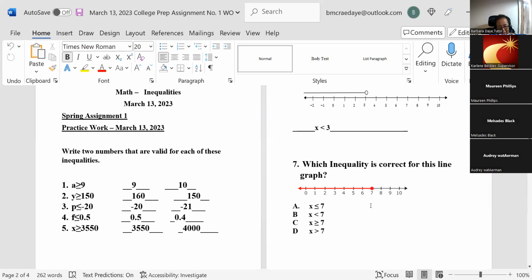A. A, because the 7 going in this direction is a decrease. So it's got to be a less than or equal. And it includes the 7 because it's a less than or equal. So answer A. Got it?